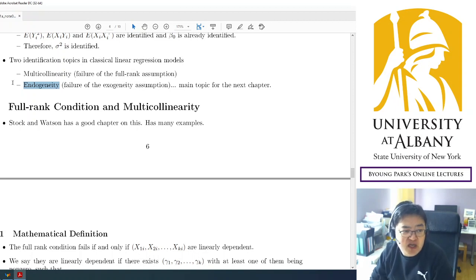This endogeneity problem is so important that we are going to have a whole chapter devoted to studying it in the following chapter, where endogeneity is studied separately in more depth. So today, in this lecture note, we are going to focus on the multicollinearity problem.